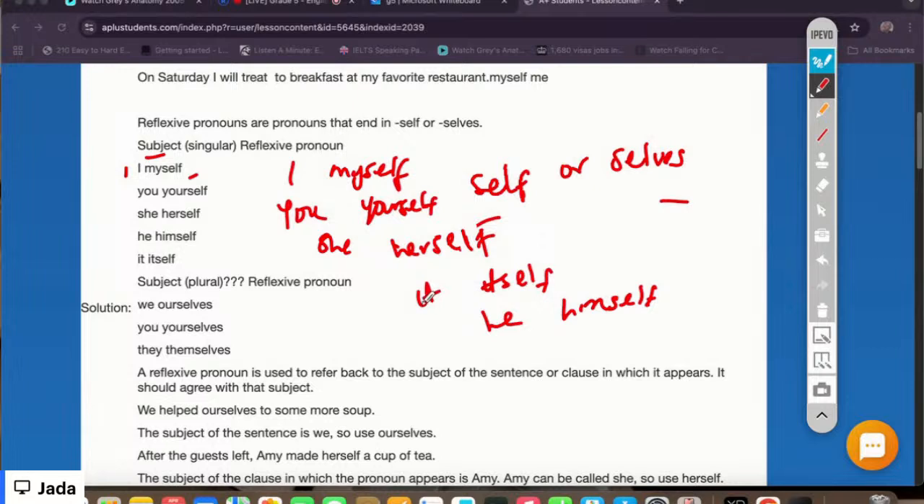And then we have plural reflexive pronouns. We, ourselves, you, yourselves, and then they, themselves. So these are the plurals. Okay, so basically reflexive pronouns are pronouns that end with self or selves. That's what it's all about, and that is what we need to take note of.